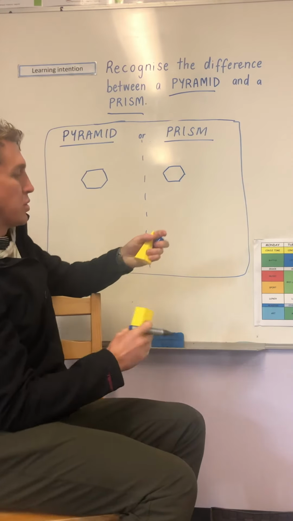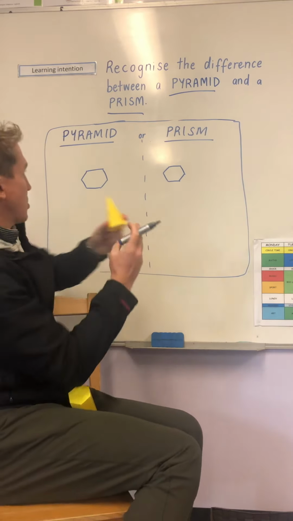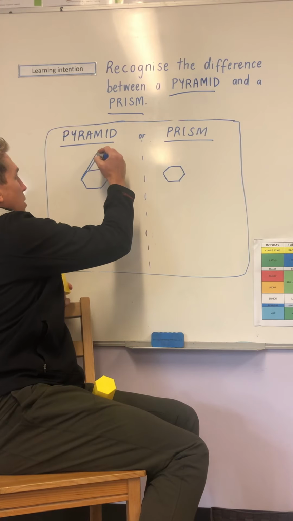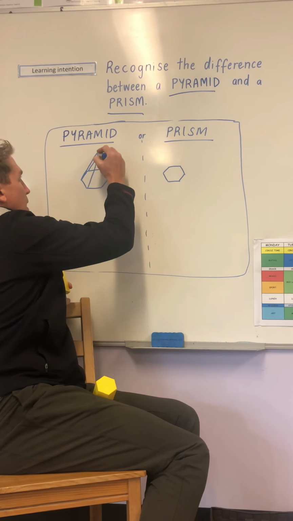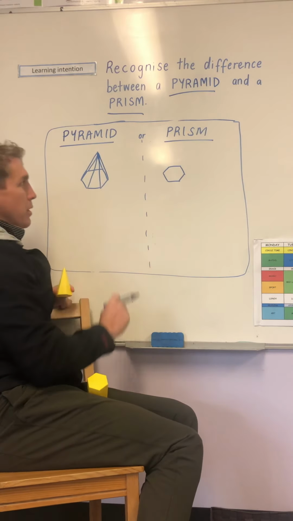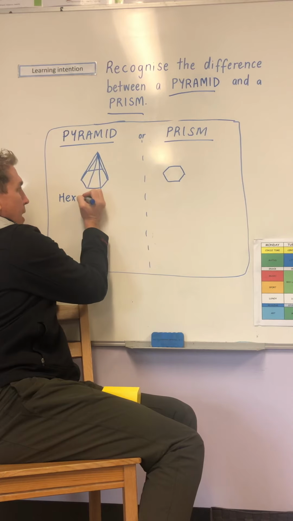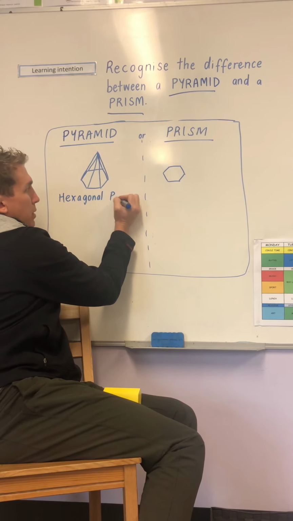Now the difference between the two was the pyramid, all the sides went upwards and met at one point. So let's do it. Side going up, up, up, up, up, up. There it is. This is a hexagonal pyramid.